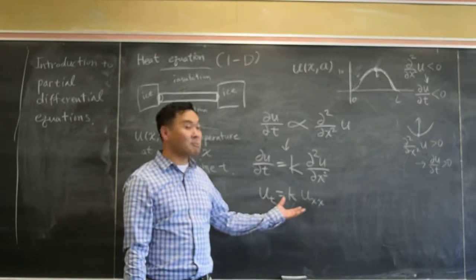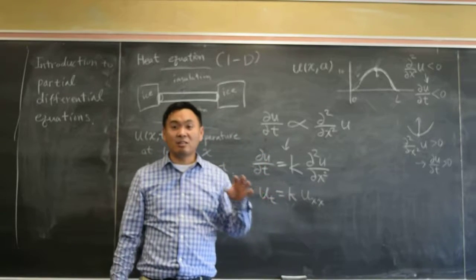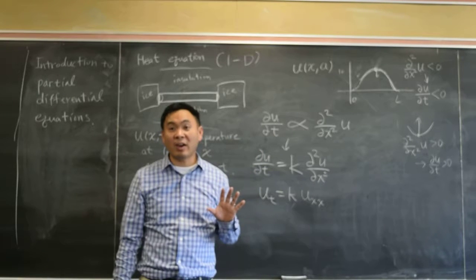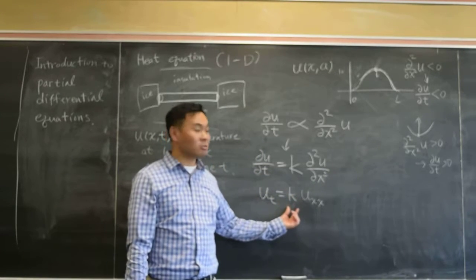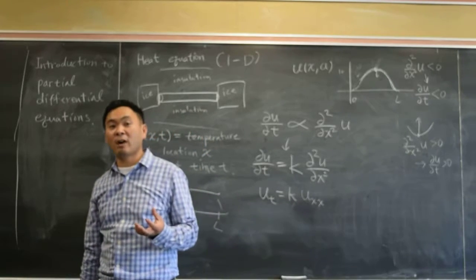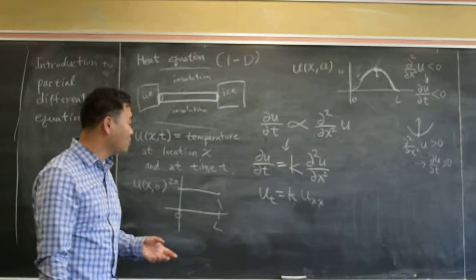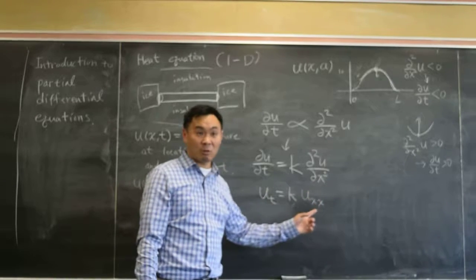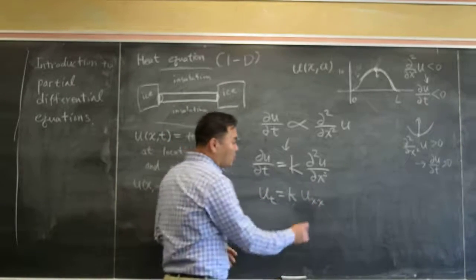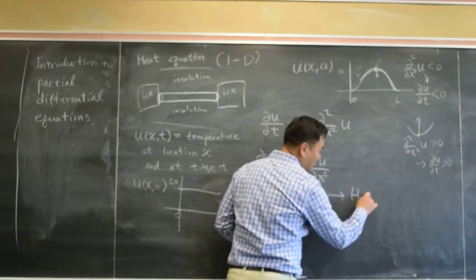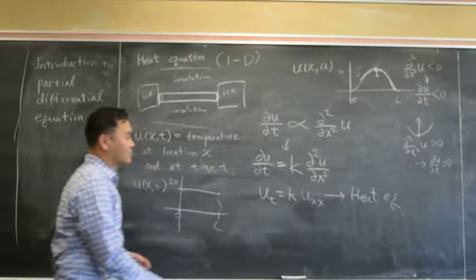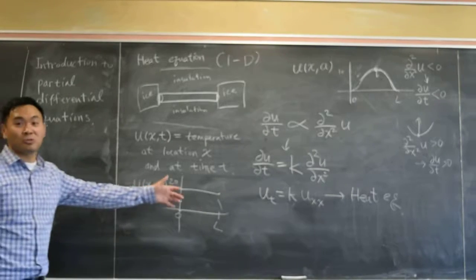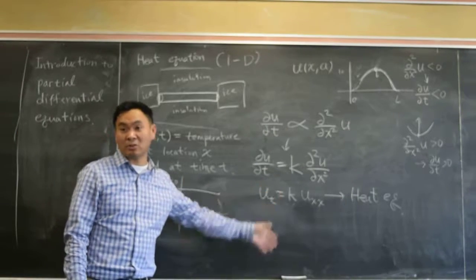I guess if it's a metal, then heat in the metal changes really fast, right? So in that case, k will be something large. So k is something that you have to figure out by experiment. But we know that that should be the equation that would govern it. Okay? So this one is called the heat equation. And we will try to solve that using some boundary conditions. Okay?